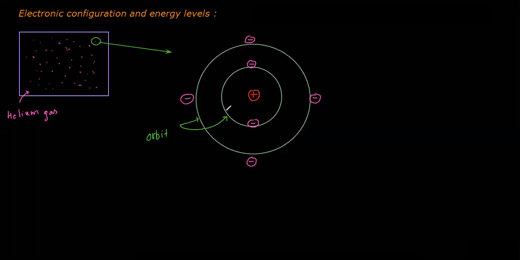Here, the first orbit, which is very close to the nucleus, the positive charge, is called the ground state. You can say this is E1, the first energy state. So E1 is the ground state, and we are assuming that the outer orbit, or the second orbit, is E2. E2 is nothing but your excited state.